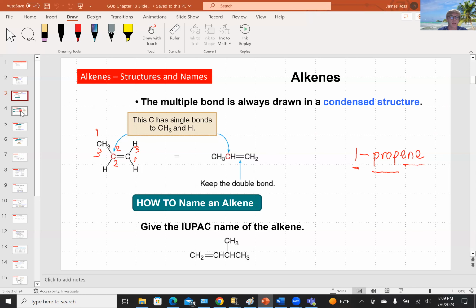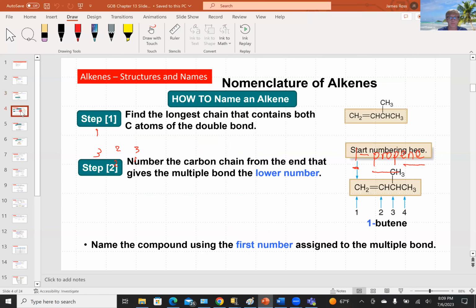In our next example, let me get rid of my annotations. All right. Again, here we have identified the longest continuous chain, including the double bond, which, as you can see, has 4 carbons in it. So let's number those.